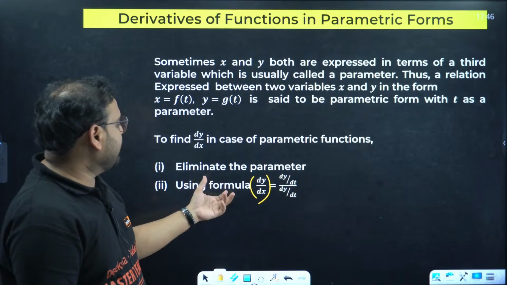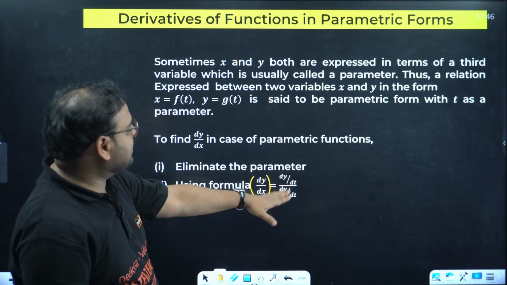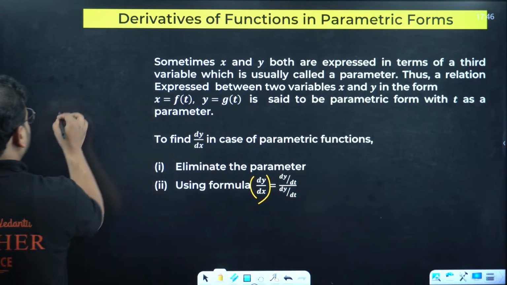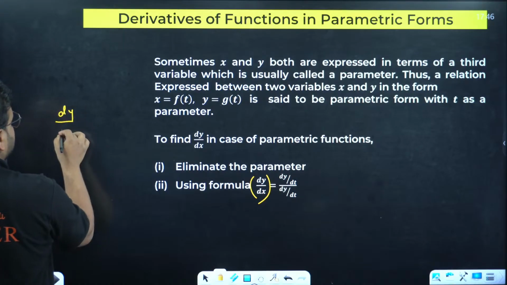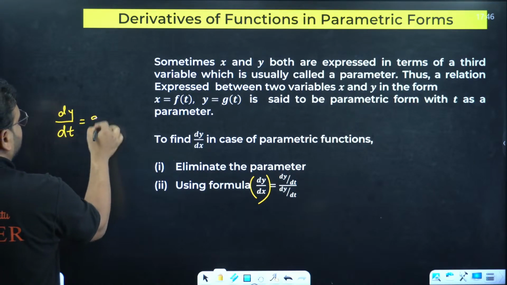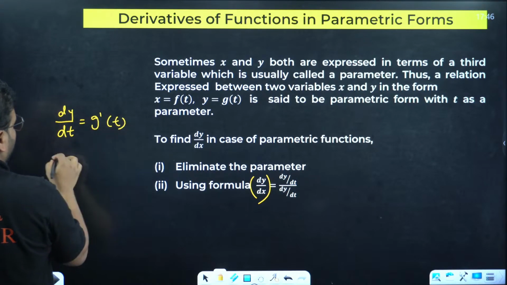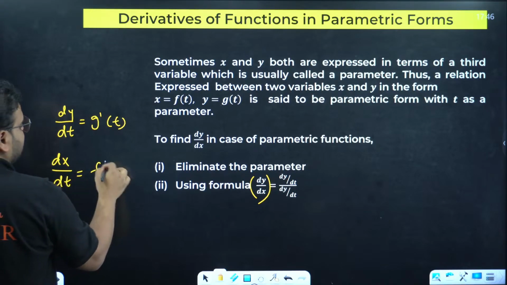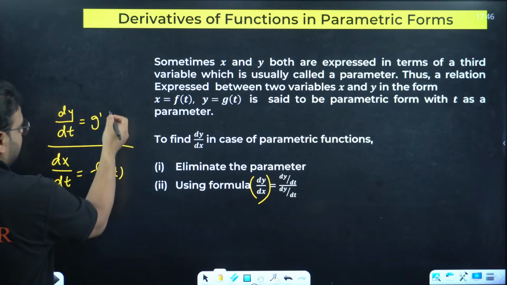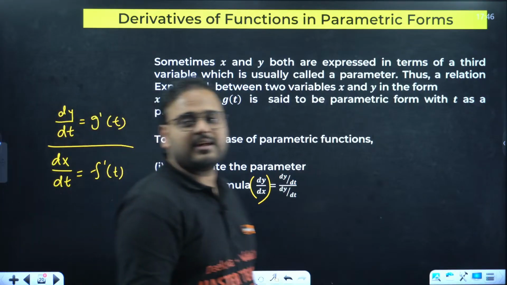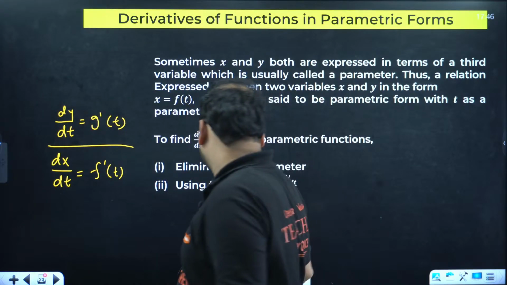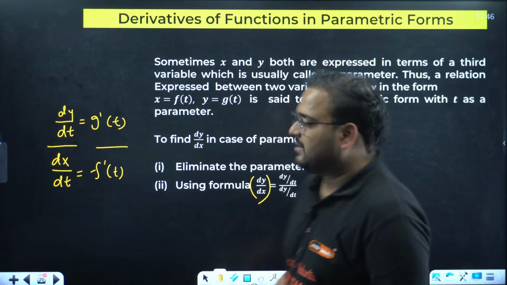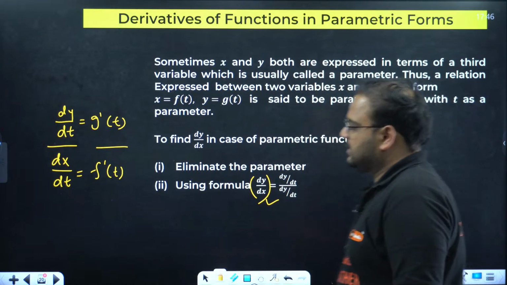So what we do over here, we continue the differentiation of y with t. Basically, you go with dy by dt, that'll become g dash of t, and you do dx by dt, that'll become f dash of t, and then you take their ratio. That becomes your answer for dy by dx.